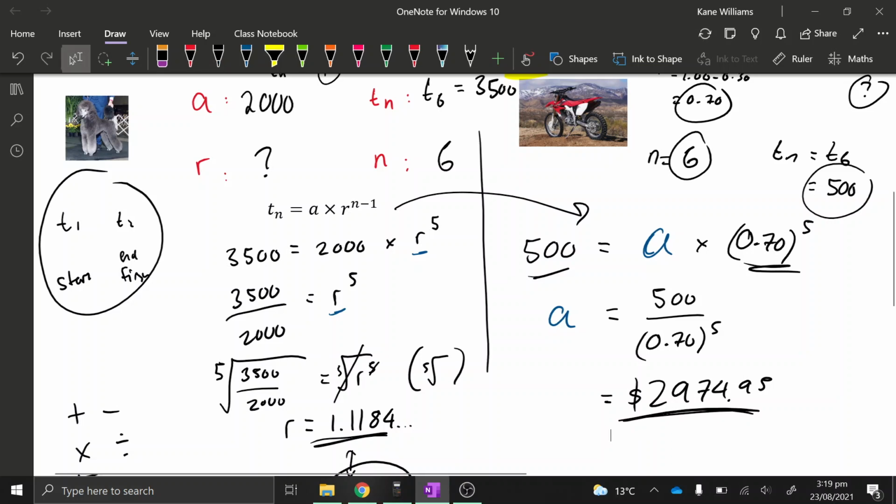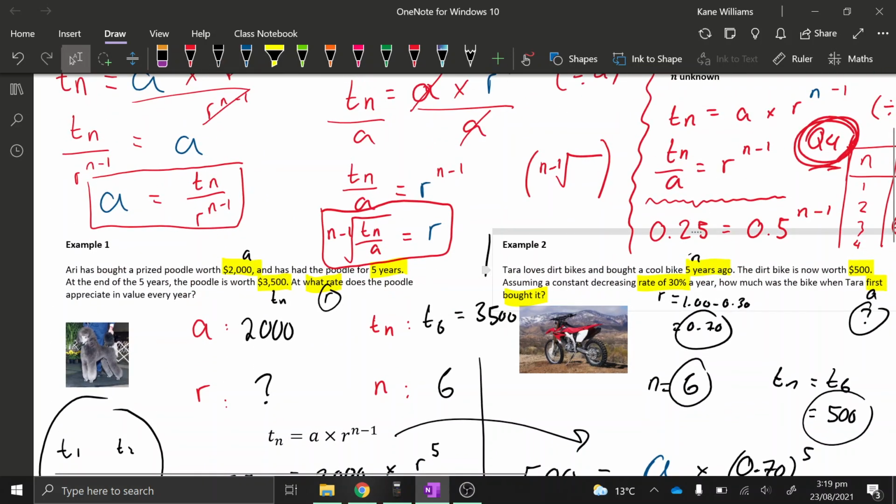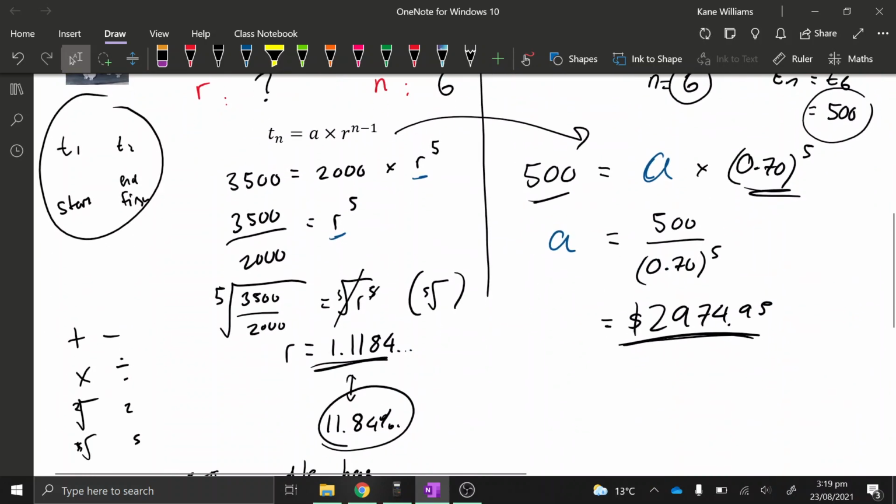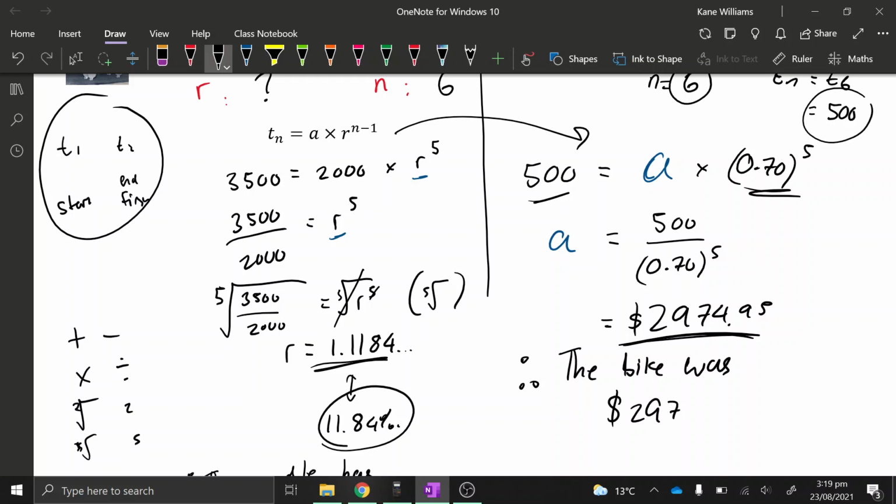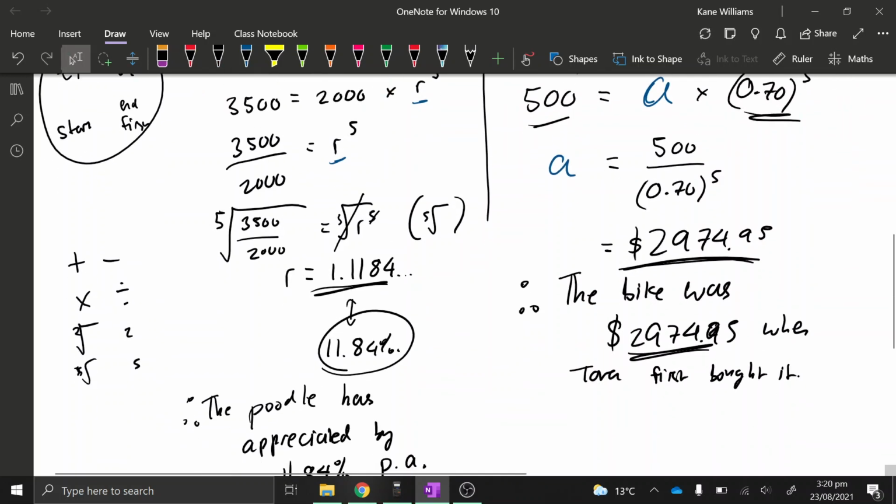Have you answered the question? No. How much was the bike when Tara first bought it? We must write a conclusion. Therefore, the bike was that amount, $2974.95, when Tara first bought it. And try to write better than my handwriting. That's your challenge.